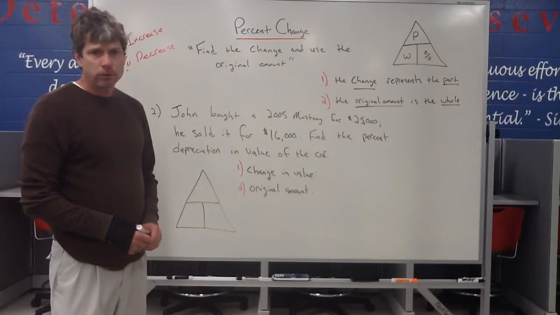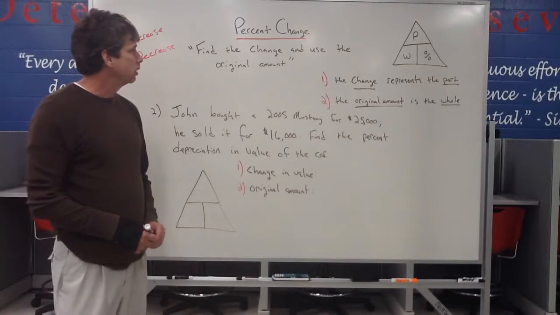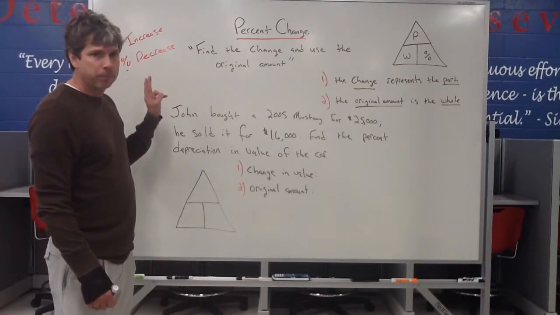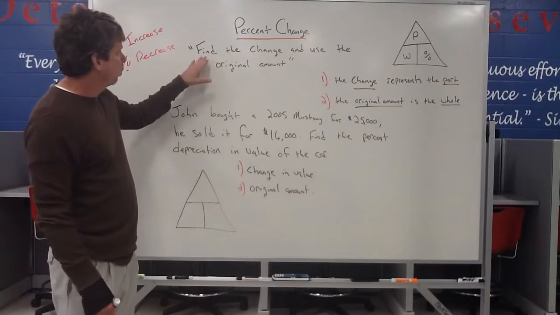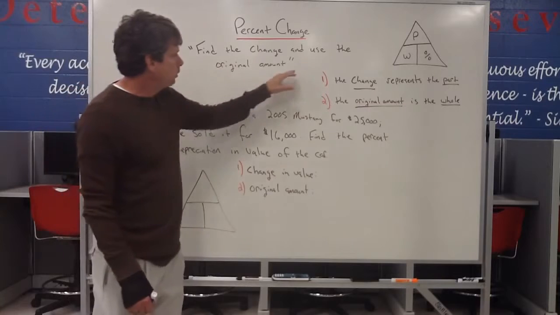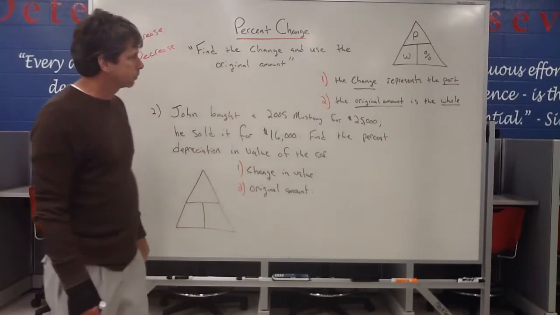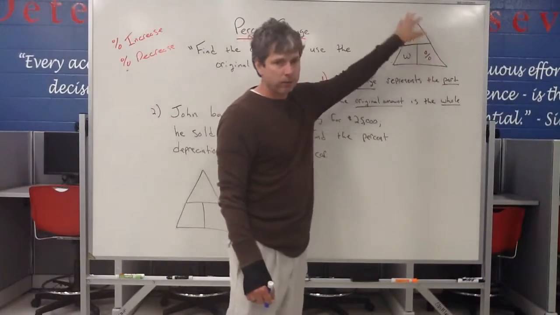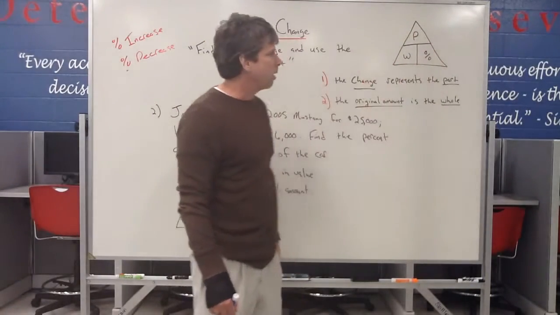We're going to continue to another example on percent change. Again, to find the percent change, we need to do two critical things. One of the things we have to do is determine what the change is. We also have to use what we call the original amount. I'm also going to model this using our triangle model. It's a good organizer for percent problems.